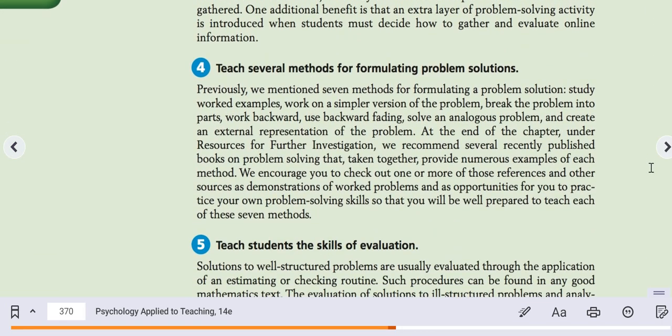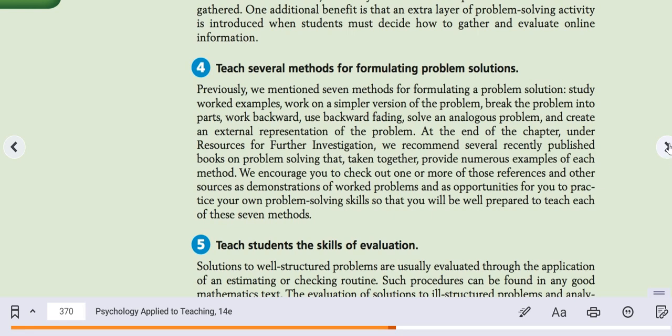Teach several methods for formulating problem solutions. Previously, we mentioned 7 methods for formulating a problem solution. Study worked examples, work on a similar version of the problem, break the problem into parts, work backward, use backward fading, solve an analogous problem, and create an external representation of the problem.